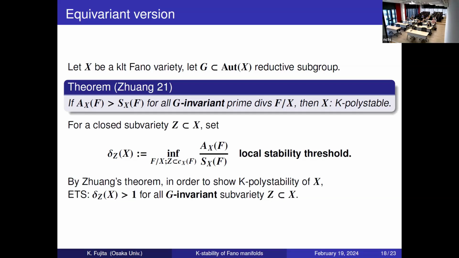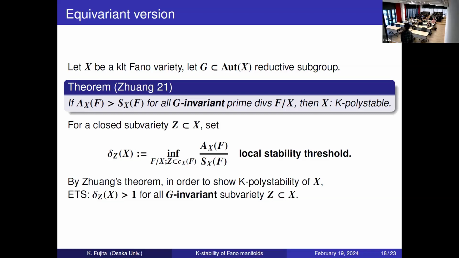If the reductive subalgebraic group G is very big, then the number of F is very restricted. So let us introduce the local delta invariant. Take any closed subvariety Z. The stability threshold along Z is the infimum of the ratio A over S, taken over prime divisors F over X such that the center of F contains Z.